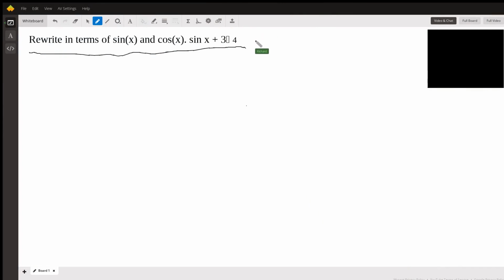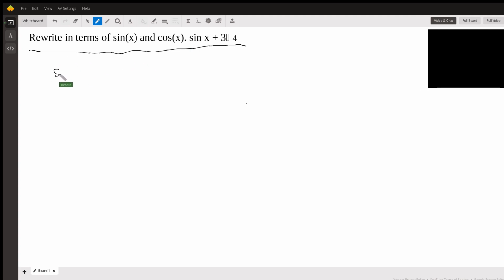I'm answering a question submitted by a student, and it looks like he or she is taking pre-calc. I'm going to assume that the problem is the sine of x plus 3 pi over 4.